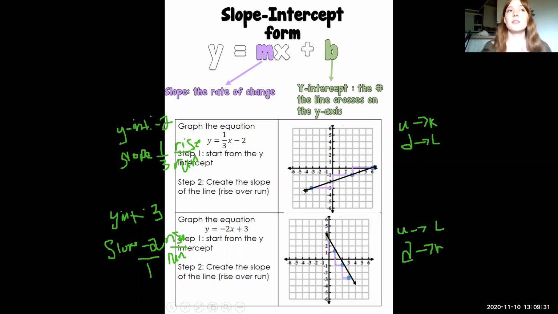All right, in the next video, I'm going to show you a bunch of special cases where the slope and the y-intercept aren't super obvious, and we're going to talk about what to do in those cases.